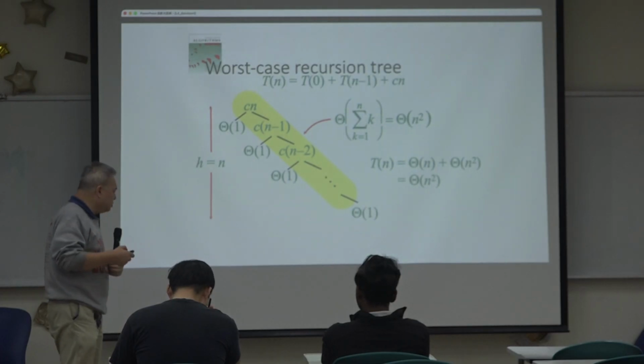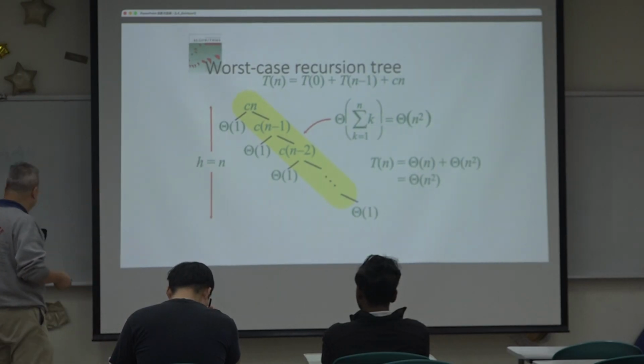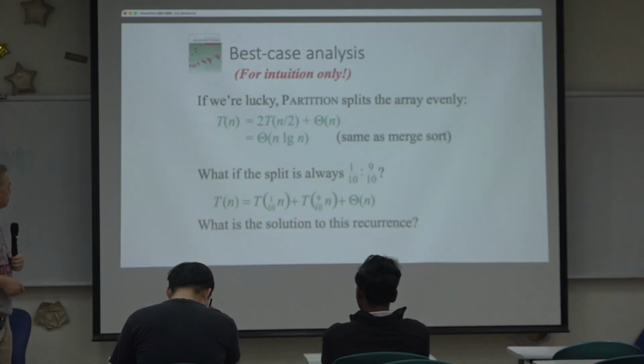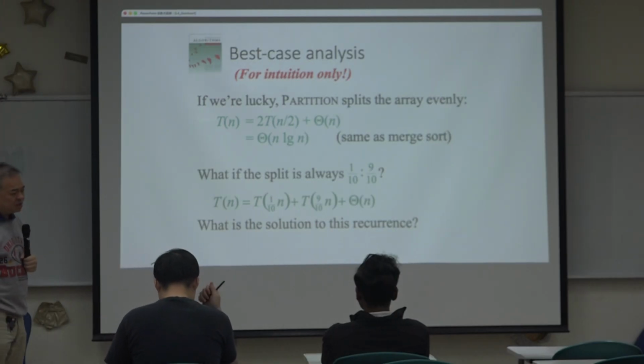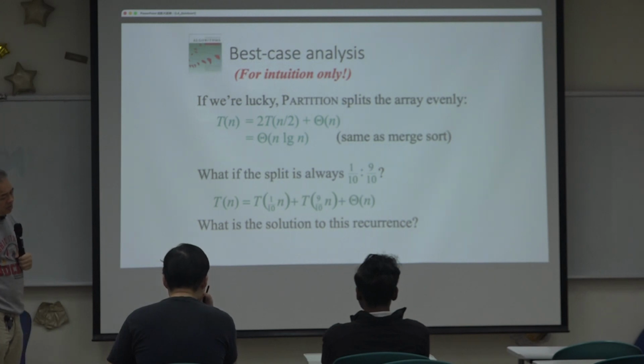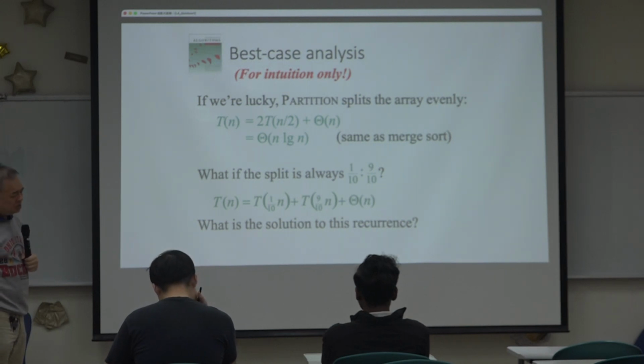If you try to use a recursion tree to analyze it, yes, that's true. So it's bad that quicksort has Theta n squared, but you may wonder why we call it quicksort. Compared to, for example, merge sort, the time complexity doesn't seem to be good, right?